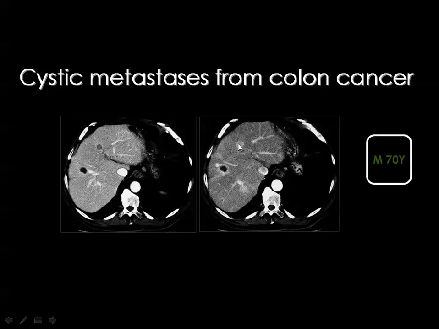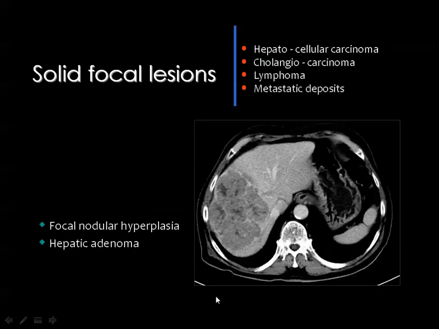Then in colorectal cancer, you see this patient is known to have colonic cancer, and there are two lesions. One is solid and one is cystic. Then you should diagnose both as metastatic deposits, and you cannot say that this is metastasis and this is a simple cyst, for example, or an abscess. No, you should consider all lesions as metastatic deposits.